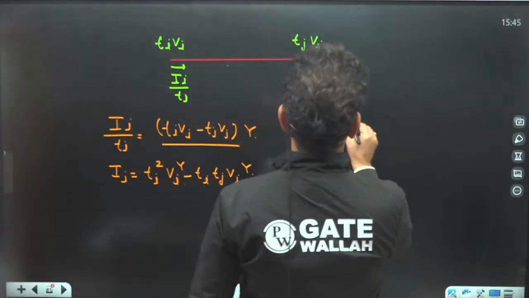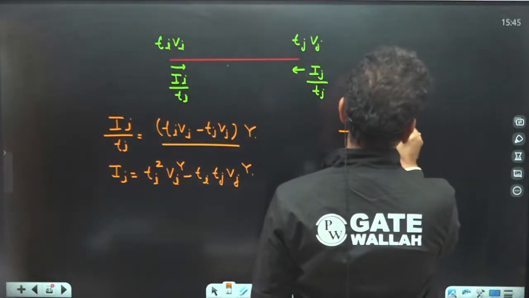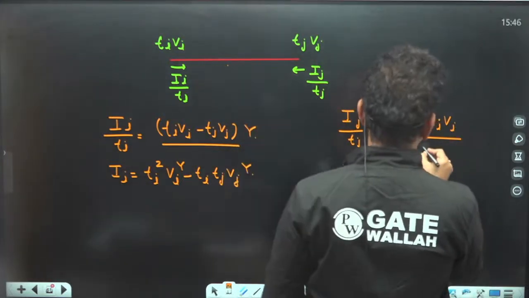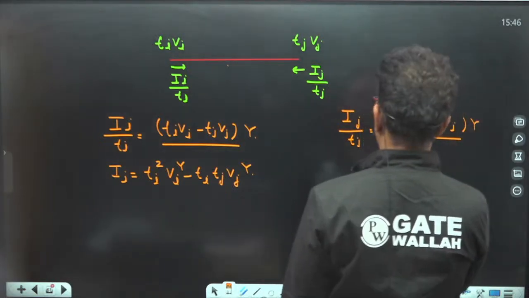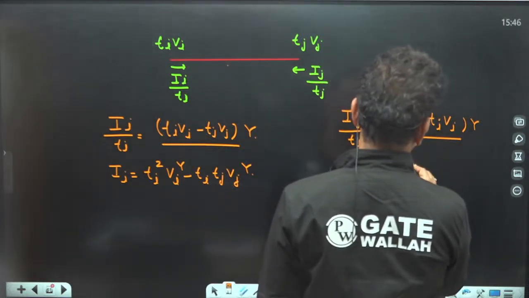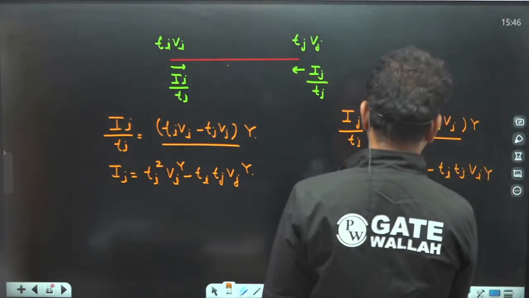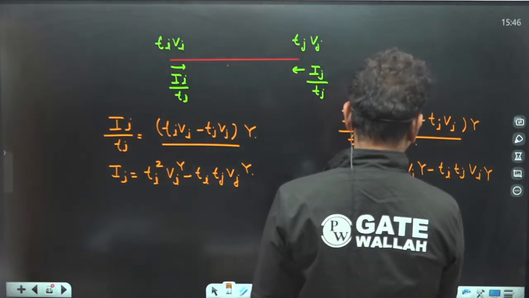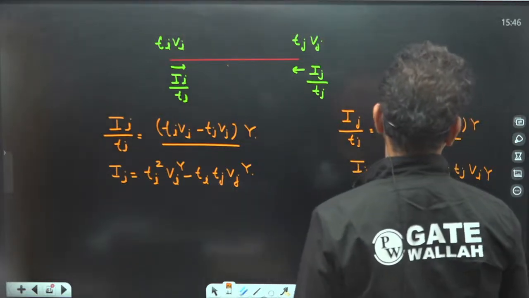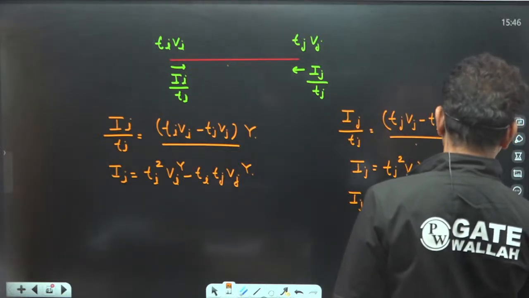Here Ij upon Tj, the voltage between these two, Tj Vj minus Ti Vi, divided by impedance, and the inverse of impedance is nothing but the admittance Y. It will become Tj square Vj Y minus Ti Tj Vi Y. I can write in this form: minus Ti Tj Vi Y minus Tj square Vj Y.